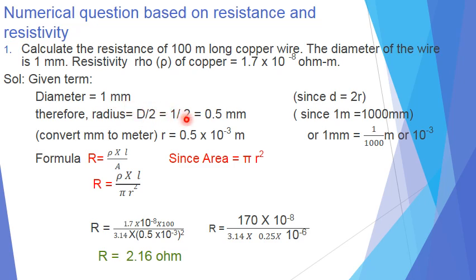So 1 divided by 2 will give us 0.5 millimeter. We already know what is the SI unit of length. What is the SI unit of length? So SI unit of length is meter. So we have to change millimeter to meter.